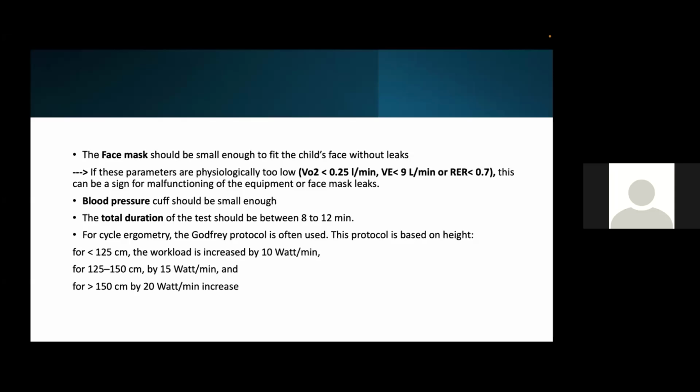Other things in children, in the CPET: we have to use a small size blood pressure cuff to have accurate numbers. And the total duration will be the same as in adults, between 8 to 12 minutes. And the protocol will be designed based on the height of the patient, so we gradually increase the intensity of the exercise based on the height of the patient.